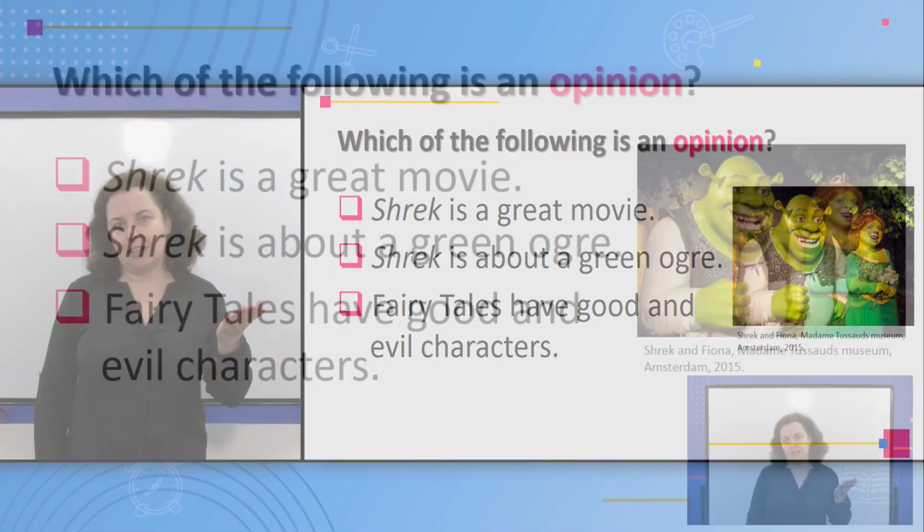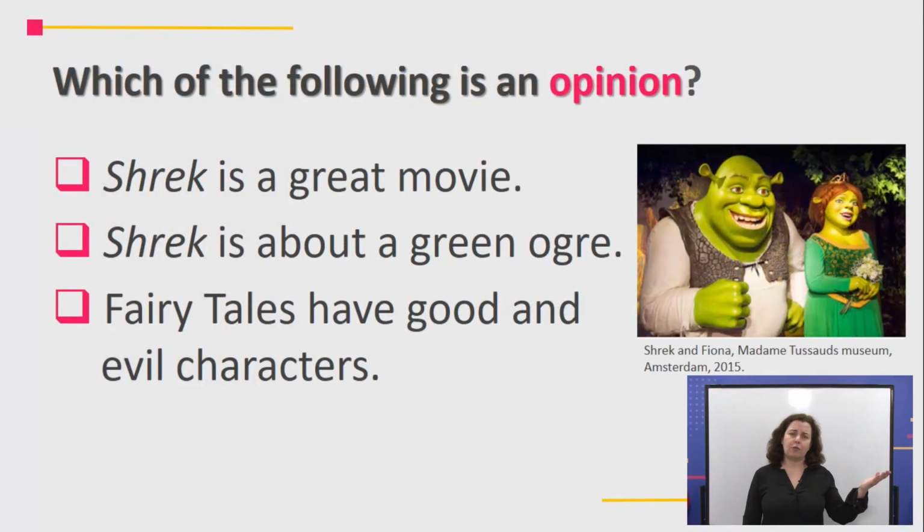And this is the Madame Tussauds. There are several Madame Tussauds wax museums in the world. One in France. There is one in Amsterdam. And here is Shrek and Fiona from this wax museum. Let's look at these sentences. Which of the following is an opinion?